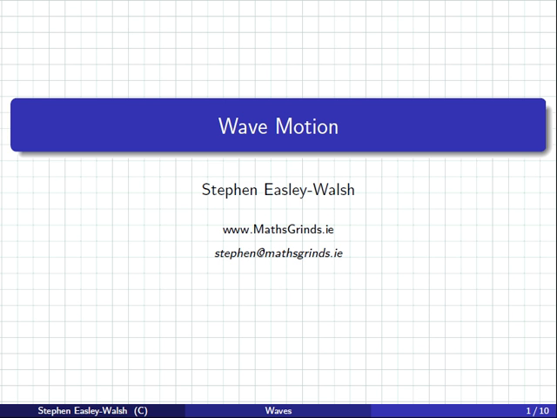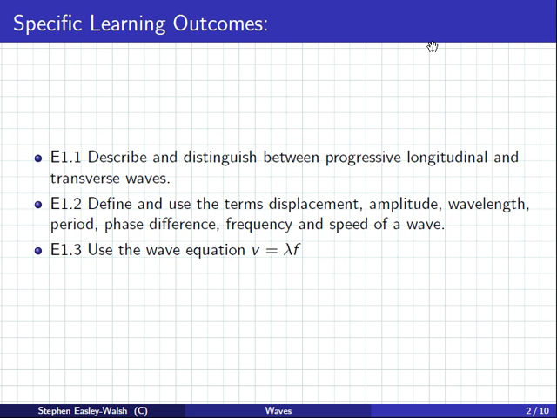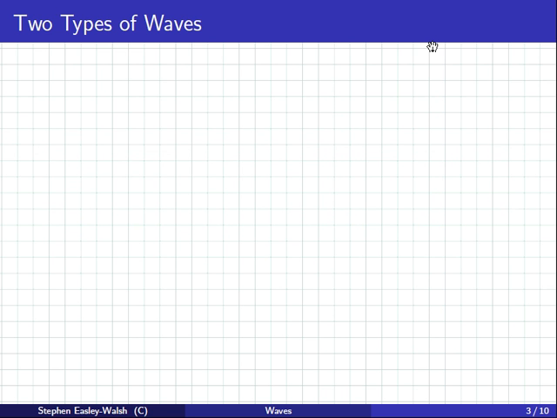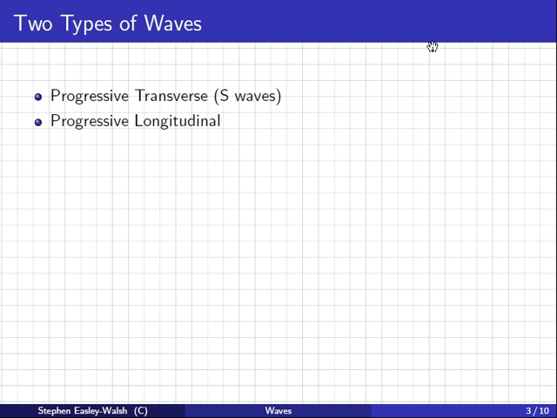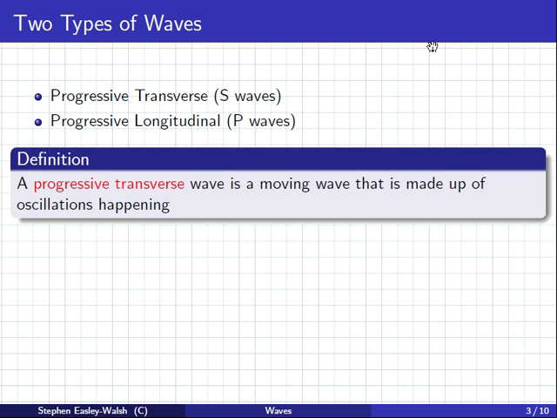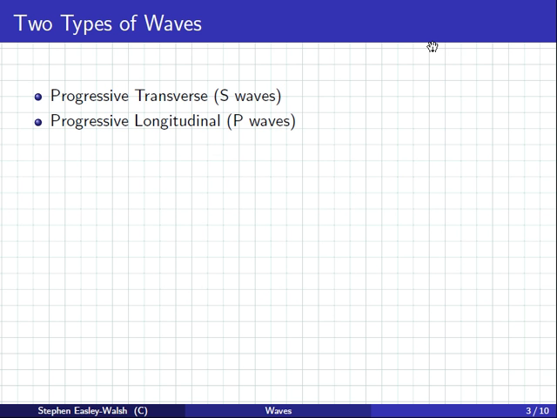Wave motion. So, a few things to look at, but this lesson is quite easy to begin with. First thing we need to talk about is that there are two types of waves. The first type is called progressive transverse, also called an S wave. And the second type is called progressive longitudinal. That's also called the P wave. I'll let you write those two down, and then we'll see if any of you know the difference between the two.